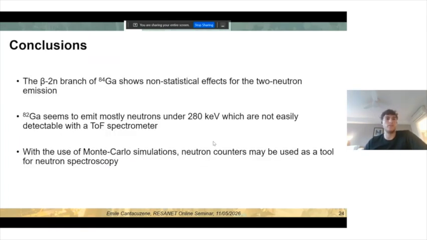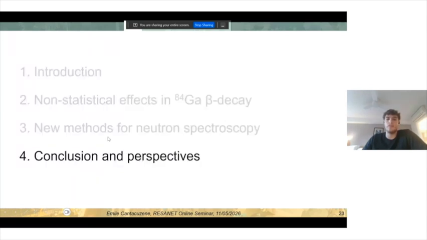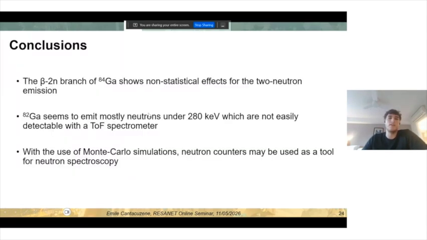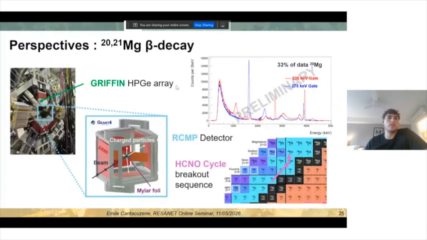Now I'm going to conclude and give some perspectives. We showed that the beta-delayed two-neutron branch of gallium-84 clearly shows some non-statistical effects. We can use microscopic models to explain the neutron emission, and that works nicely. We measured for the first time the gallium-82 neutron energy spectrum, and we show that a lot of the neutron intensity is located under 280 keV. And we showed that we can use Monte-Carlo simulations to use neutron counters for neutron spectroscopy. And finally, I'm going to give some perspective.